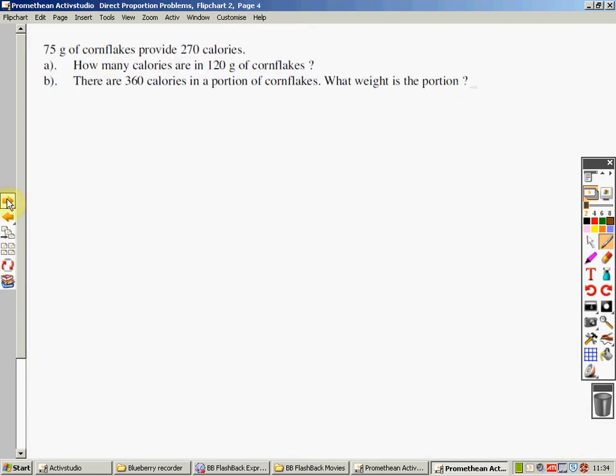Now there's a similar question for you to have a go at there. Press pause. Okay, welcome back. Here we go. 75 grams of cornflakes provide 270 calories. That there is the fact. Now we have a question. How many calories in 120 grams of cornflakes?